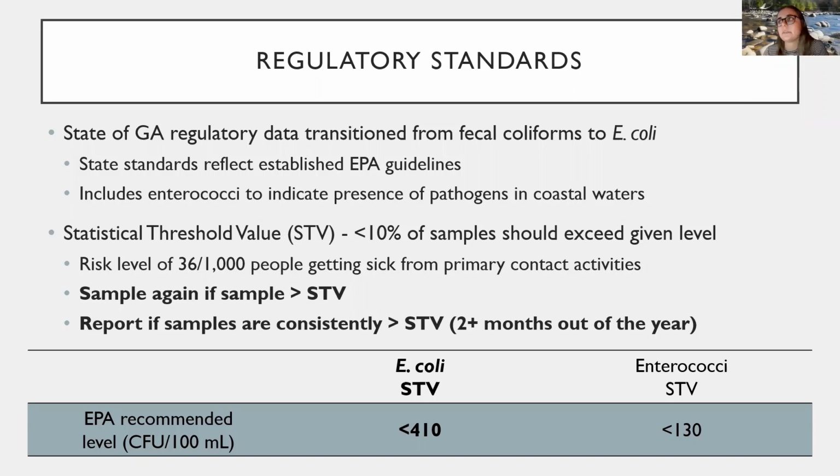So this is something that's pretty new for us that we're presenting today, EPA and the state of Georgia. The state of Georgia switched from using fecal coliform bacteria to evaluate the risk of illness from fecal contamination to using E. coli. And that happened just this year. So that's really exciting news, and we're happy to relay this and talk about it.